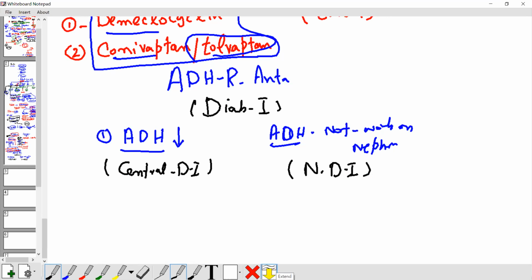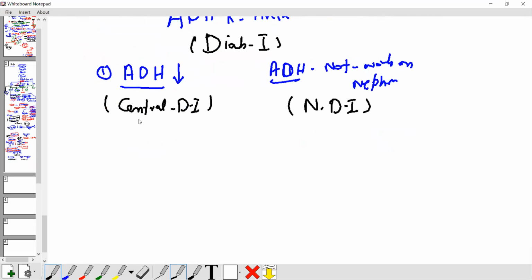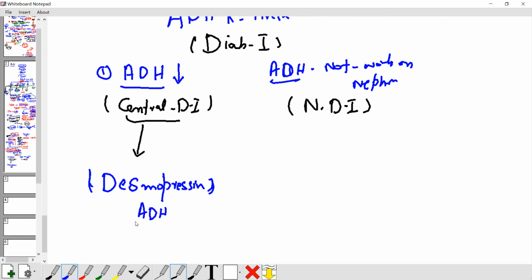If ADH is not coming from the pituitary, maybe the pituitary is destroyed, it's your central diabetes insipidus because ADH is not there. So what can we use? We can use ADH in the form of desmopressin. Clear? In the form of desmopressin. What is desmopressin? It is just synthetic ADH.